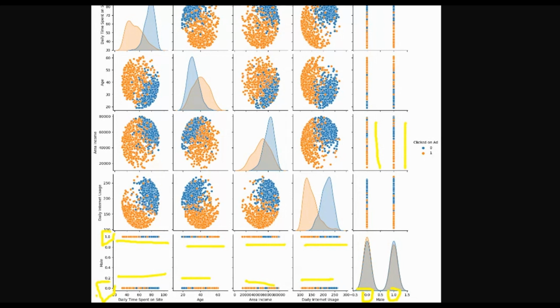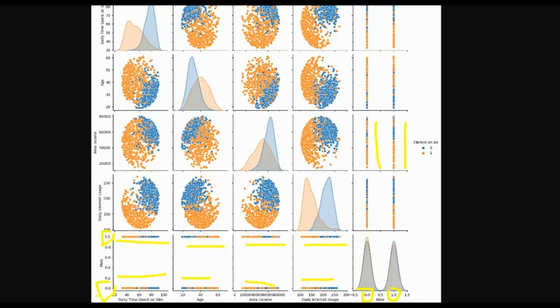You can observe one thing. So this was the hint for you to guess the algorithm. You can pause the video and write the answer to this question in the comment section: which algorithm should we use for this kind of pair plot? The answer is logistic regression.